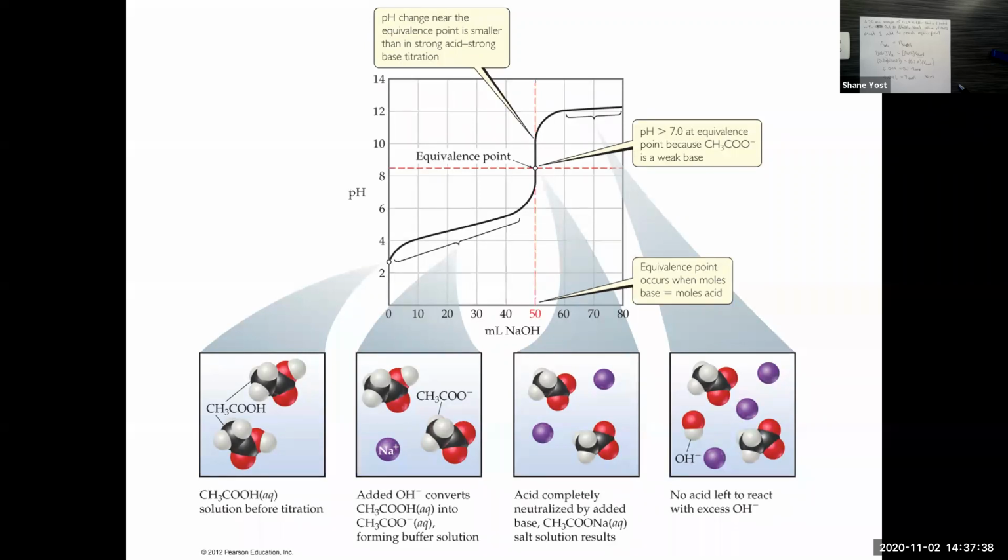So, questions about this titration curve? Why the equivalence point is greater than 7?